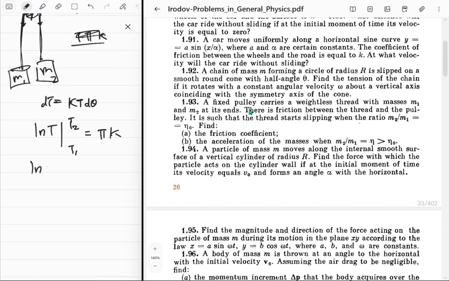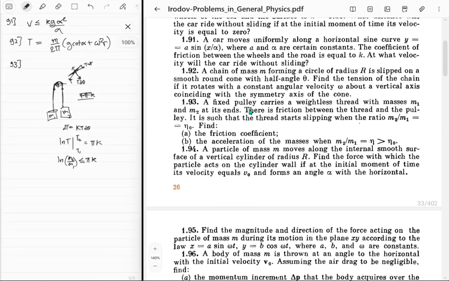Now this is the natural log of T2 upon T1. T2 is just m2 g for stasis. Now this will be the natural log of m2 upon m1 equal to pi times k. Good. Makes perfect sense, right? When m2 becomes more than a specific value, it will start going. So this is the critical condition. So actually, the condition for stasis will be this condition.